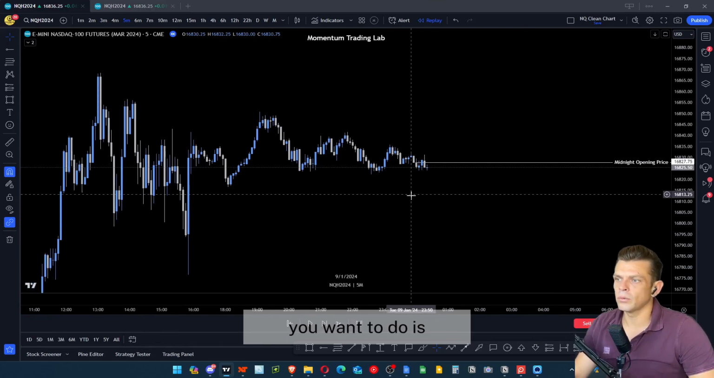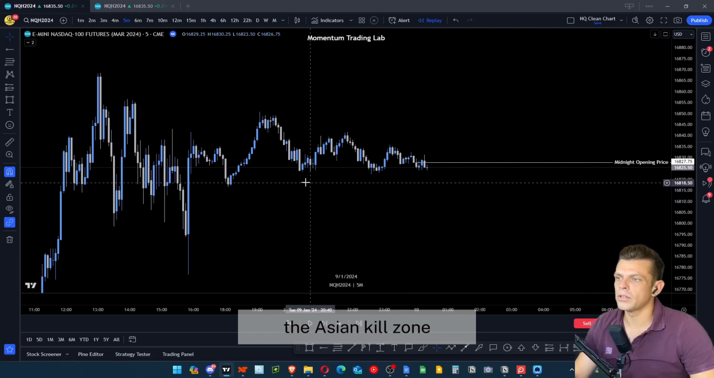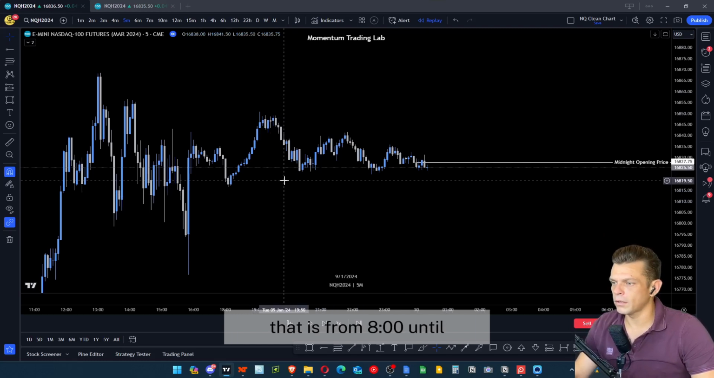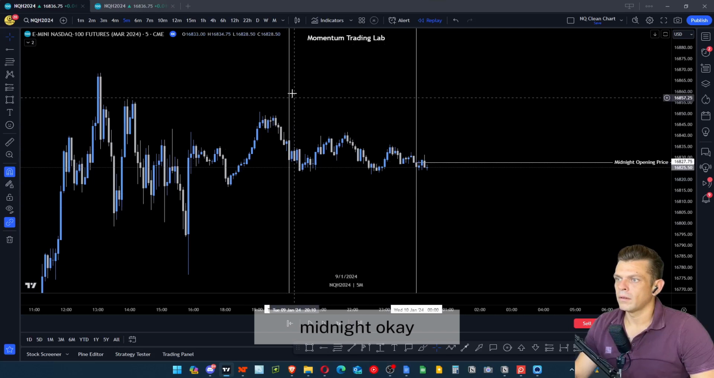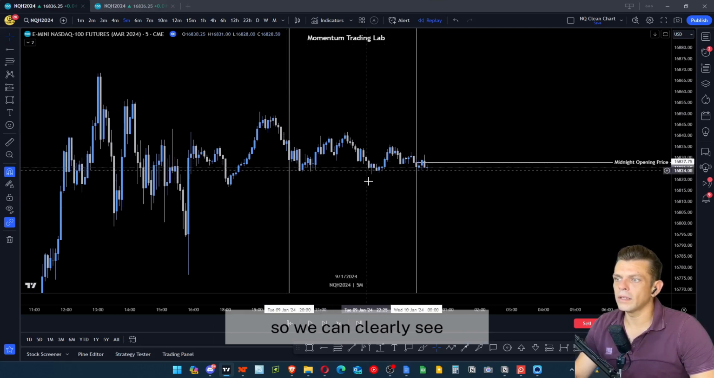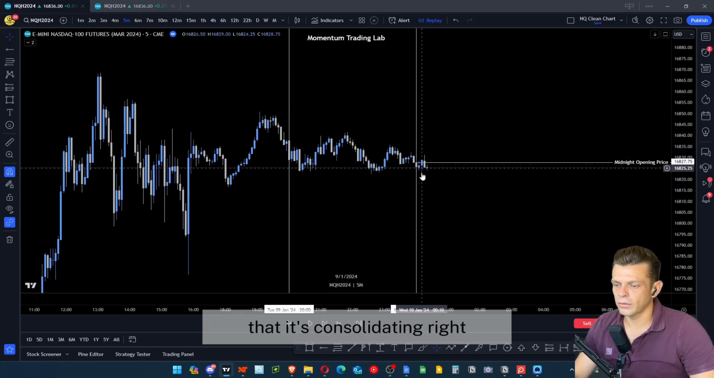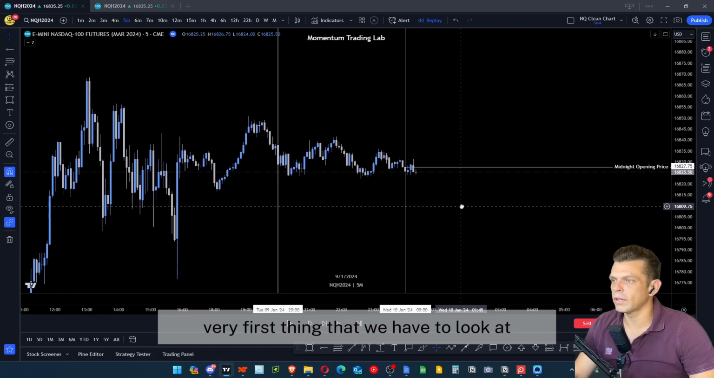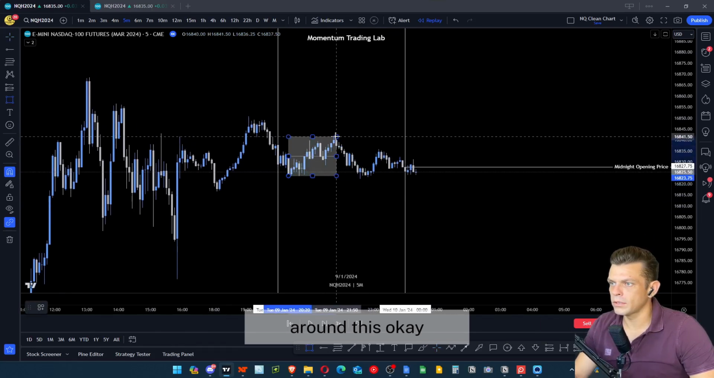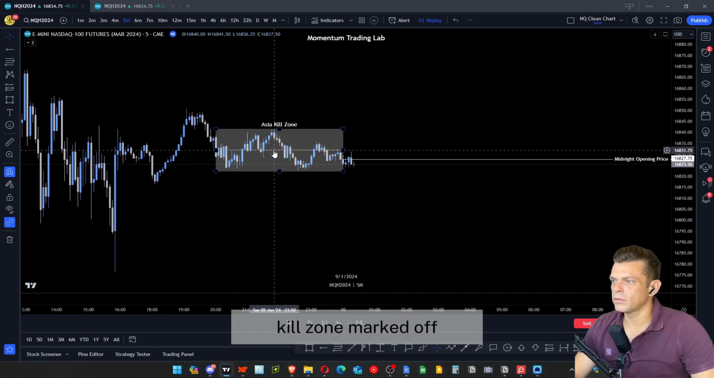Now the next thing that you want to do is mark off the Asian kill zone. That is from 8 o'clock until midnight. Okay, so this is the Asia range. We can clearly see that it's consolidating, right? That's the very first thing that we have to look at. So we can put a box around this. Okay, we have the Asian kill zone marked off.